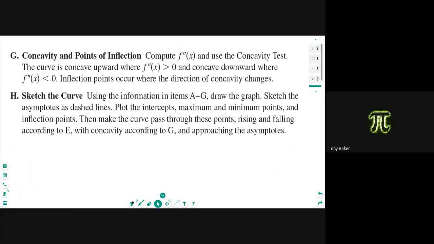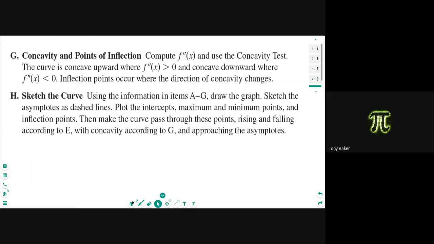Last one, concavity and points of inflection. So your concavity is the second derivative test. If the second derivative is greater than 0, or positive, then it is concave upward, which looks like a smile. It's actually pointing down, but it's concave up.